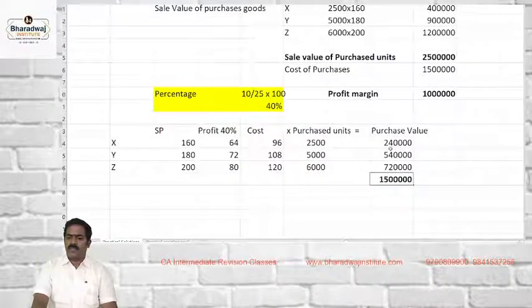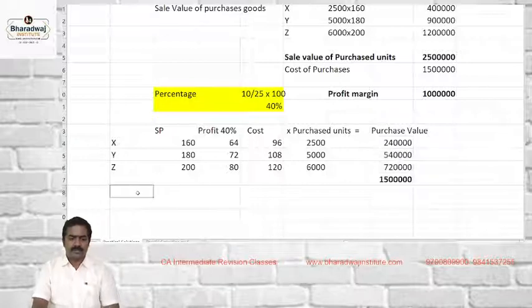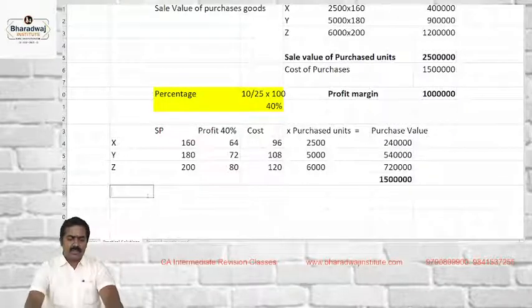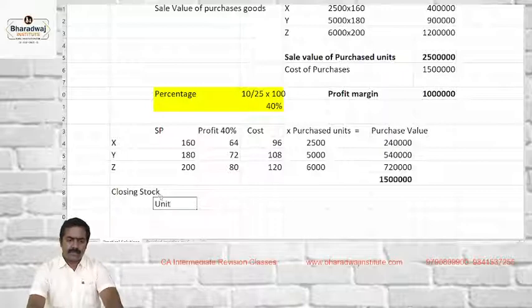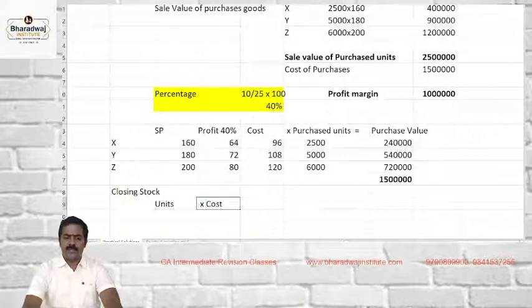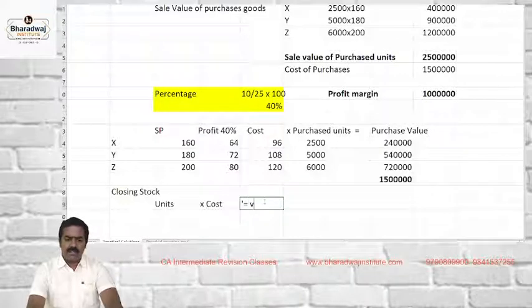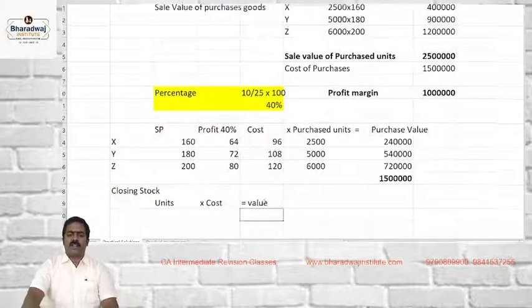This is a verification for us, and this is what is required for which account? Trading account also. Closing stock units given. Multiply units into cost, you will get the value. In the absence of information, we assume that there is no inflation or change in the value of material.